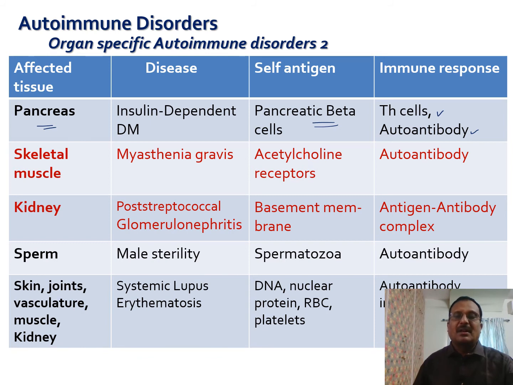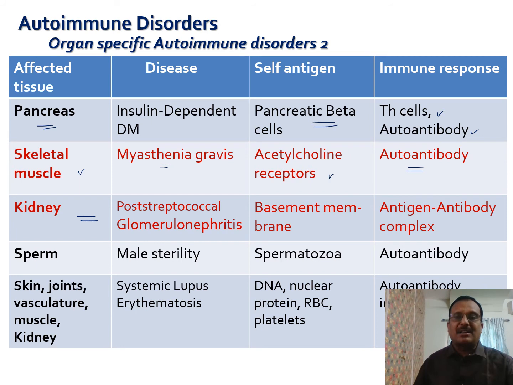Here the self antigens responsible for myasthenia gravis are acetylcholine receptors, against which the autoantibodies are formed. When the acetylcholine receptors get exposed to the self-reactive T lymphocytes, it causes autoantibody formation and results in myasthenia gravis, which is related to the skeletal muscle of the body. And next one is post-streptococcal glomerulonephritis, which affects the kidney.